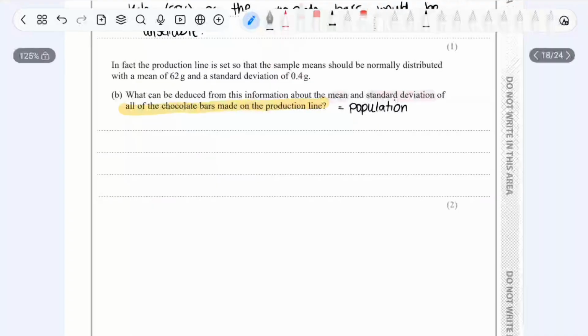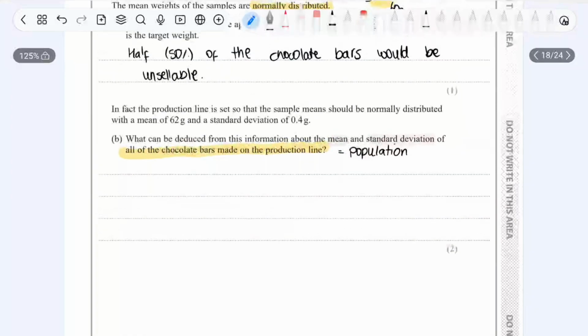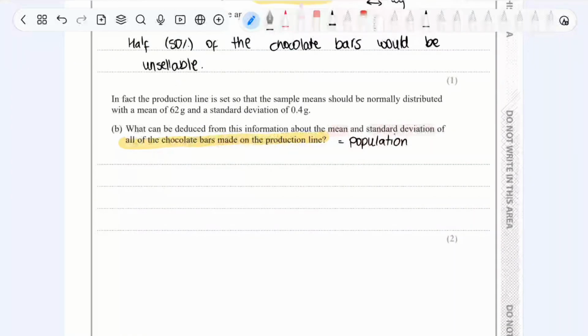So for the mean, look at the 62 grams. What should we deduce from this? Well, you can see that the mean of the population should equal, or be roughly equal to 62 grams, as that's what the normal distribution follows, a mean of 62 grams. So we can deduce from this that the mean of the population should be roughly equal to the mean of the sample, which is 62 grams.